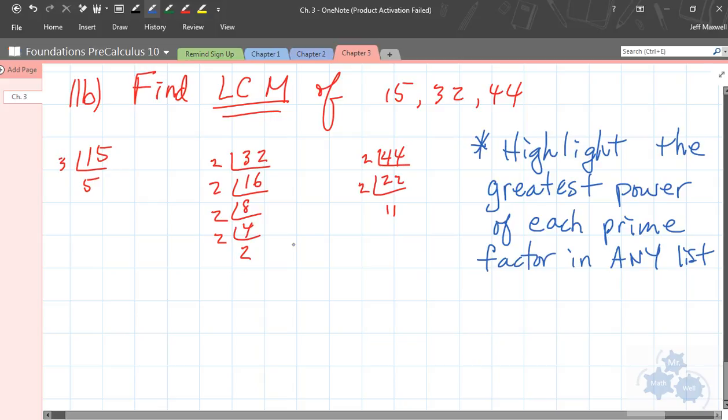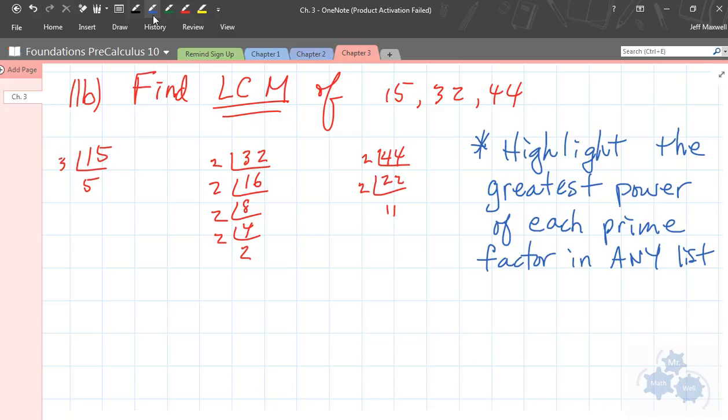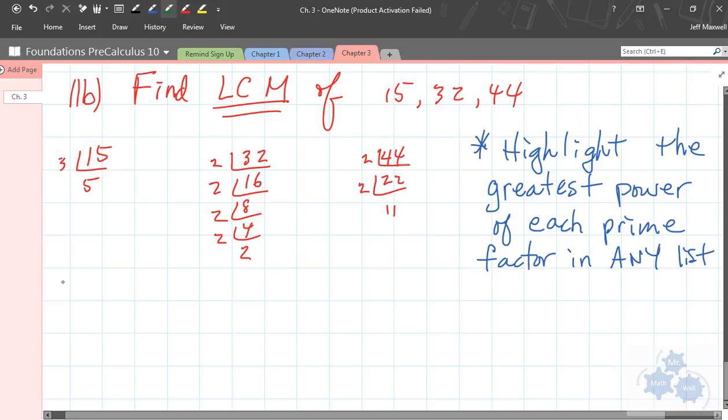You want to highlight the greatest power of each prime factor in any list. So for 15, we have 3 times 5. For 32, we have 2 to the power of 5. And for 44, we have 2 squared times 11. So what this is saying, highlight the greatest power of each prime factor in any of the lists. So this is what you do, and this is the tricky part, so listen carefully.